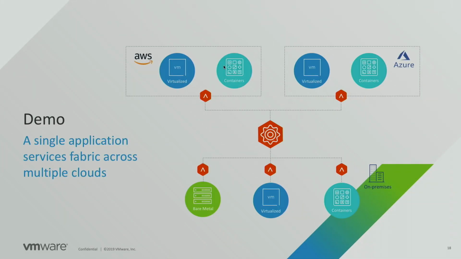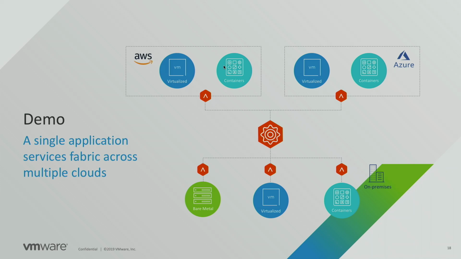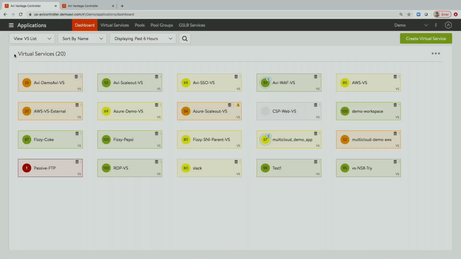All right, so this is my demo environment. I have a controller running on-prem. I have some workloads running on-prem, some workloads running in AWS, some running in Azure, okay? And so let me switch my screen. So this is my dashboard. This is when I log in. I'm logged in as Ashish as a user. I'm in the demo tenant, as you can see on the right-hand side.